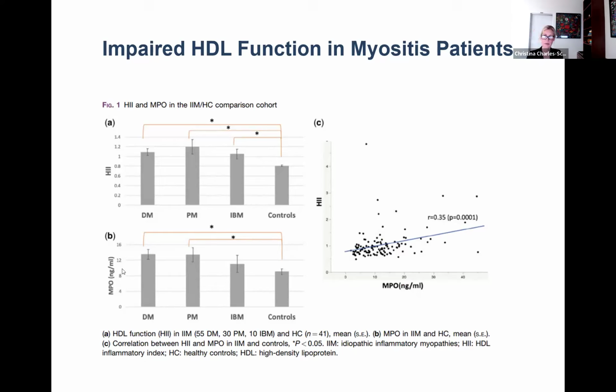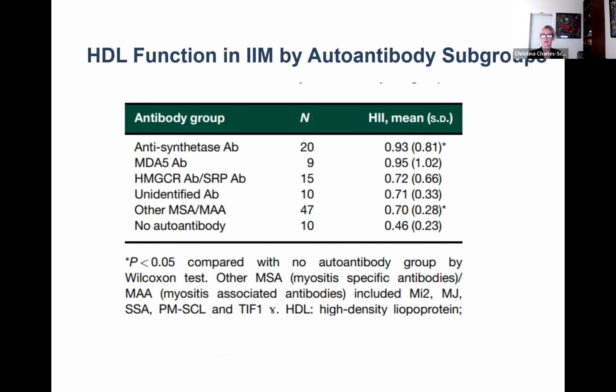This is another enzyme called myeloperoxidase. It's an accessory enzyme, and it contributes to this HDL dysfunction. I'm going to push on because I want to get into the IBM next. This is just some grouping we did of the HDL function by autoantibody subgroups in DM and PM. Patients who have the anti-synthetase, the MDA5s, those lung-associated antibodies, again, an important area of study for IBM that hasn't been looked at yet. They had the highest HDL inflammatory index, so higher than if you didn't have an autoantibody.